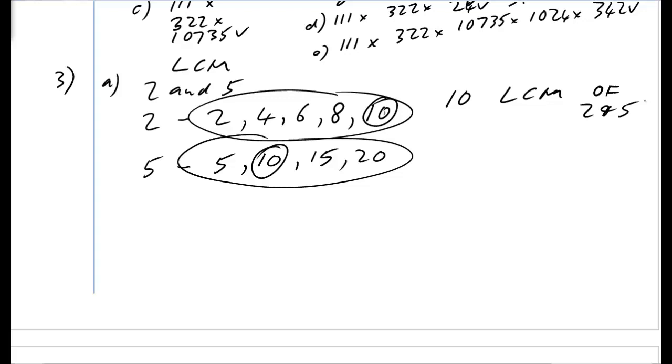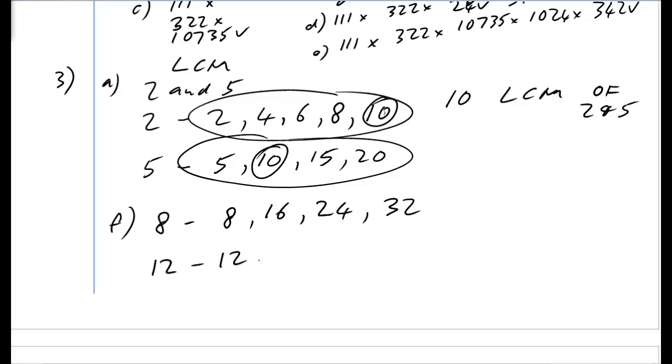Okay, let me just do one more of number 3. Let's do part F. We've got, on page 58 this is, a 3F. We've got 8 and 12. So, 8 and 12. Let's write the multiples of 8 and 12. 1 8 is 8, 2 8s are 16, 3 8s are 24, 4 8s are 32, let's stop there.